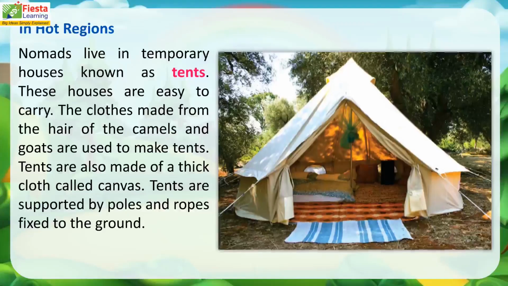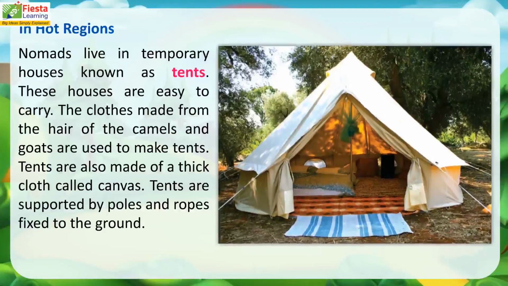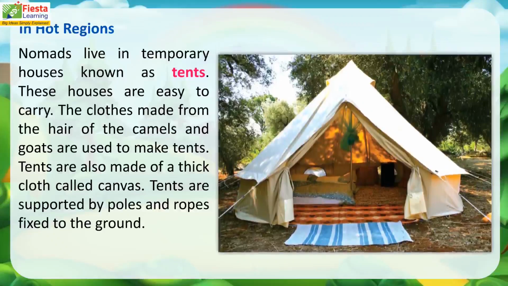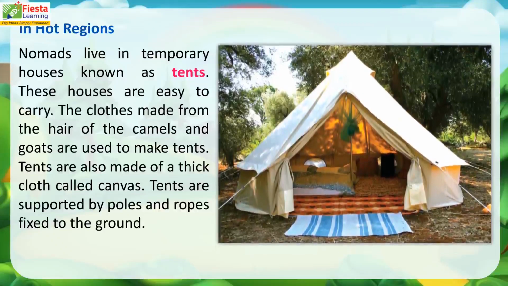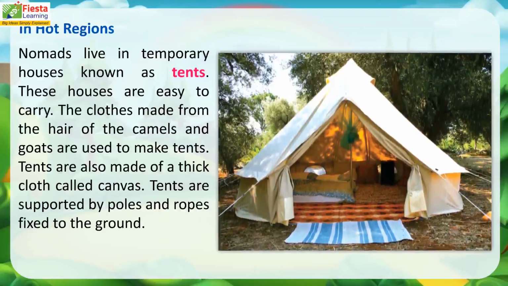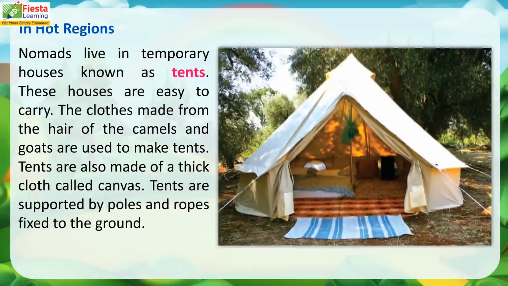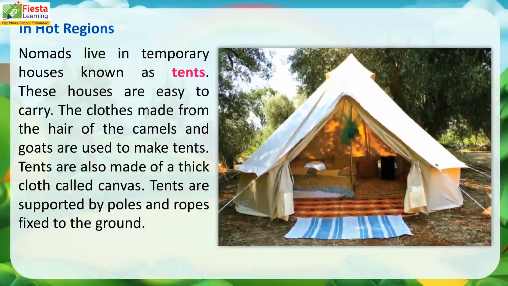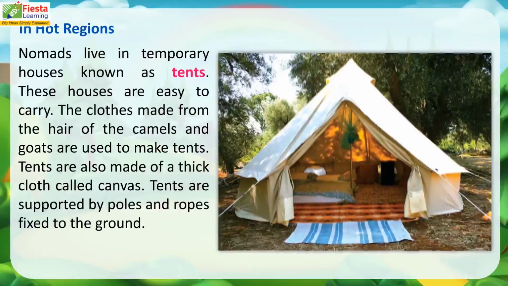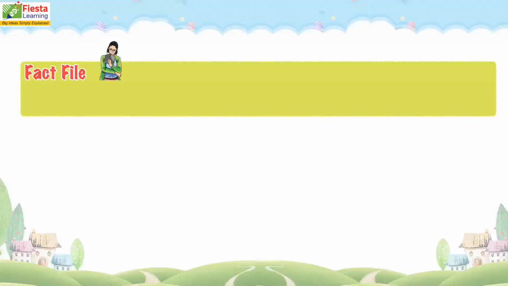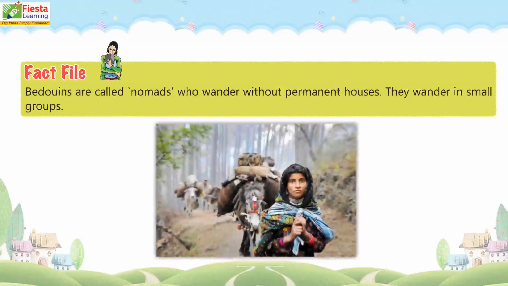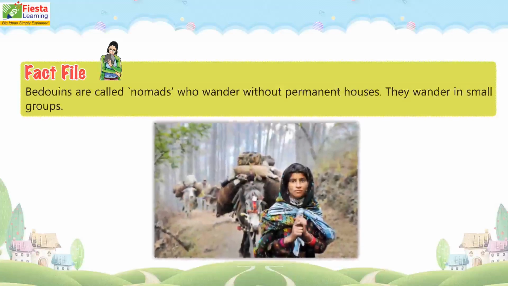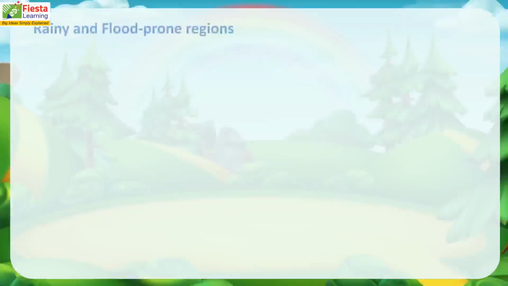Nomads live in temporary houses known as tents. These houses are easy to carry. Cloth made from the hair of camels and goats is used to make tents. Tents are also made of a thick cloth called canvas. Tents are supported by poles and ropes fixed to the ground. Fact: Bedouins are called nomads, who wander without permanent houses. They wander in small groups.